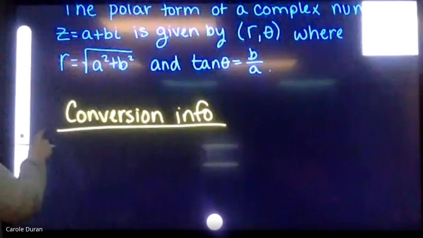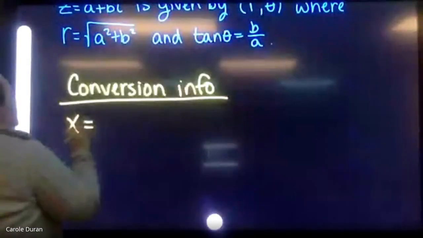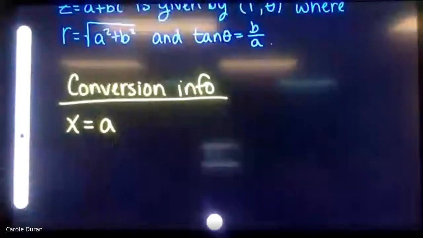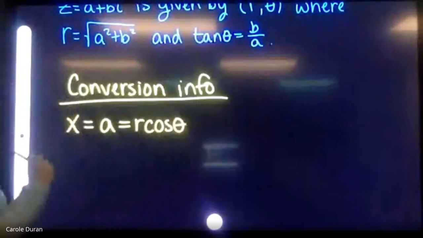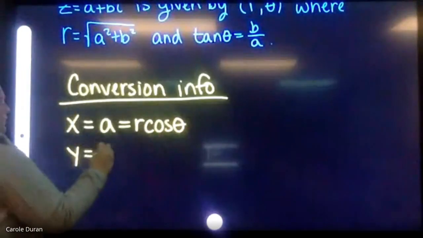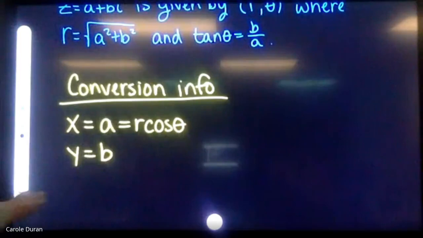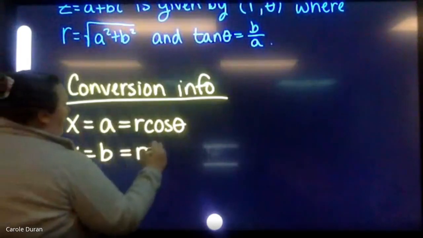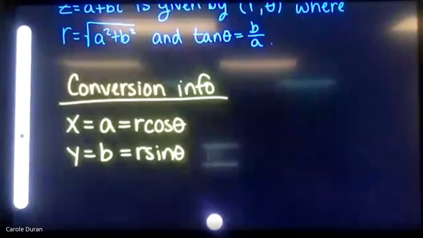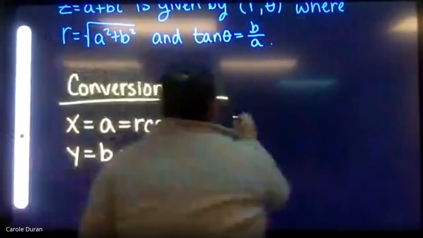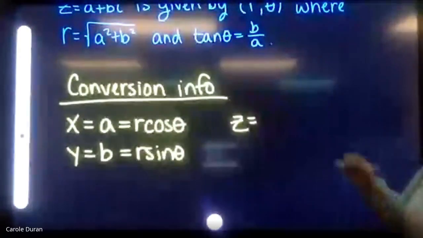The first piece is that our x-coordinate is equal to our real number a from the complex number, which we already know is equal to r cosine of theta. Our y-coordinate is going to be equal to our imaginary number b from the complex number, which is equal to r sine of theta. Yes, we did that yesterday. So using this information, we can actually rewrite a complex number in polar coordinates.